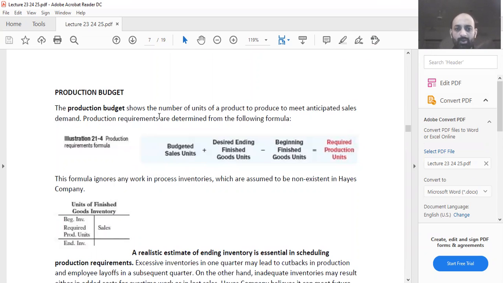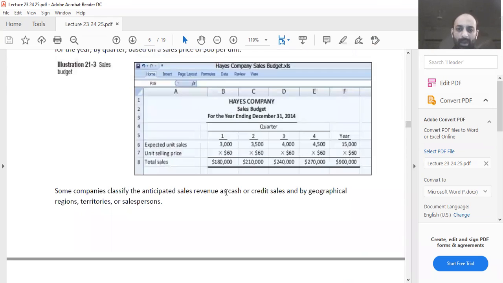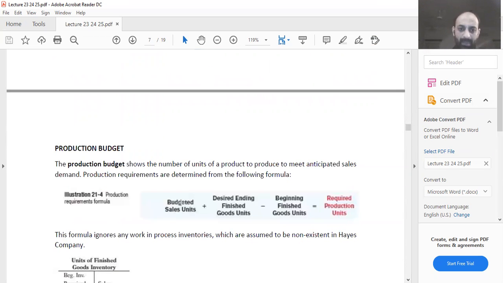The production budget shows the number of units of a product to produce to meet anticipated sales demand. Production requirements are determined from the following formula. Now it says to meet anticipated sales demand. So once we have made the sales budget, now we know the expected sales that we will have throughout the year. So you use those anticipated sales to make your production budget.